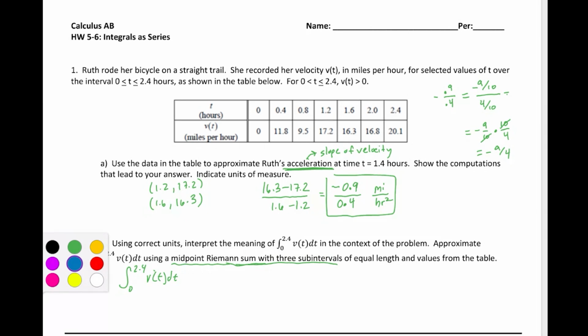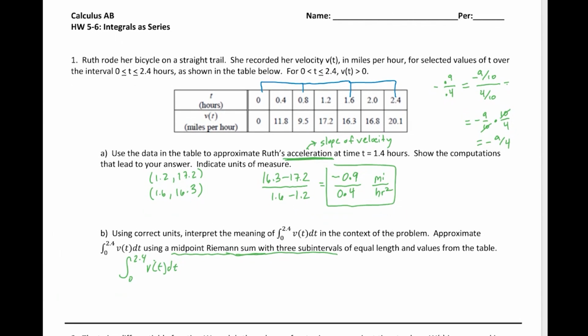So yeah, we're going to go from 0 to 0.8. We're going to go from 0.8 to 1.6, and from 1.6 to 2.4. Those are going to be our 3 intervals. So looks like the base on each of these is going to be 0.8. Just double checking there. Yeah, 0.8 is going to be the base on each one, and the height will be determined by the midpoint. So the height for the first rectangle will be 11.8. The height for the second rectangle will be 17.2. And the height for the third rectangle would be 16.8.